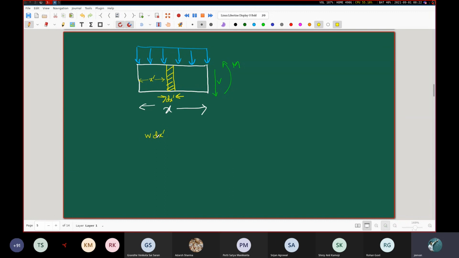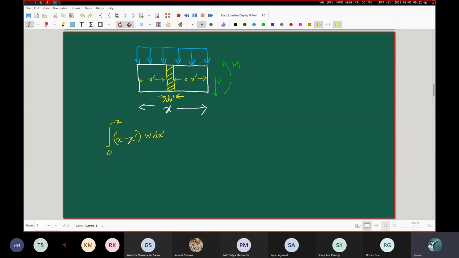This is the force. Now I want the moment arm. I'm taking the moment about the axis which is through this right hand side. If this distance is x dash and this distance is x, naturally this distance should be x minus x dash. I hope it is clear to everyone. So the moment arm for this is x minus x dash, and this thing has to be integrated from x dash equal to 0 to x dash equal to x.